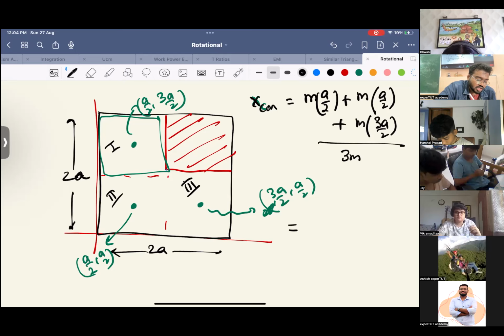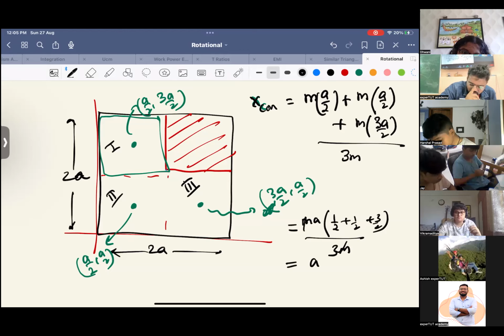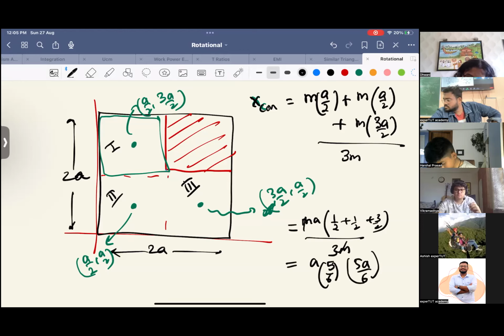So on top, m times a/2 plus a/2 plus 3a/2, divided by 3m. The m cancels, and you get a times 1/2 plus 1/2 plus 3/2 by 3. 1 plus 1.5 is 2.5, by 3, so 5 by 6. 5a/6 will come, son, there is a 3 below. So 5a/6 is just less than a.